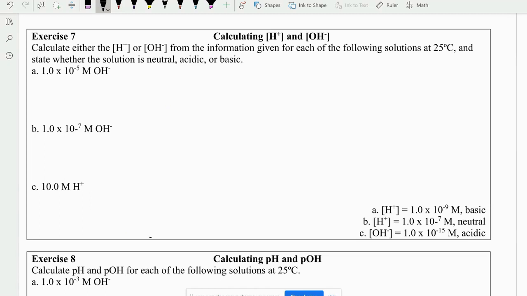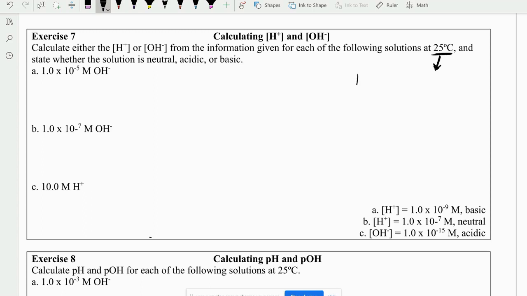All right, for exercise 7, I'm going to go ahead and do A and C for you. You can do B on your own. And it's saying calculate either the hydrogen or hydroxide concentration for each of the following solutions at 25 degrees Celsius, and go ahead and indicate whether the solution is neutral, acidic, or basic. All right, so you can see here, there's one thing I want to point out before you start. This is at standard temperature, 25 degrees Celsius.